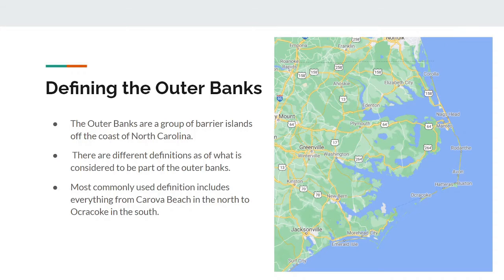So let's first define the Outer Banks. Sure, the Atlantic coast has tons of barrier islands, but which islands are the ones that make up the Outer Banks? Well, there's a bunch of different definitions, but the most commonly used one includes everything from Corolla Beach on the Virginia and North Carolina border, shown right here, to Ocracoke Island in the south, shown right here. This is also the definition that the official tourism website for the Outer Banks uses.